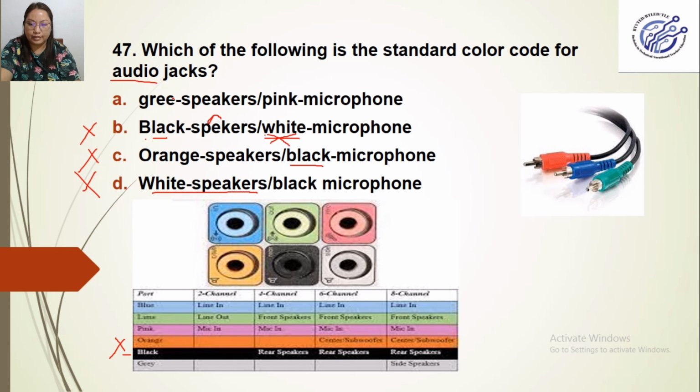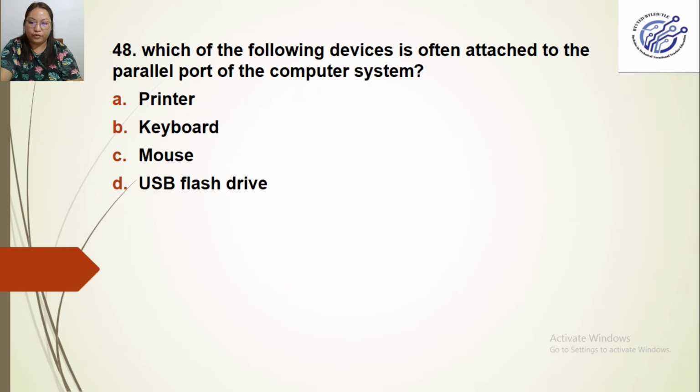So yung sagot po natin is letter A, green. Green po yan. Ayan, nagkamali-mali na tuloy pag-type. Green is speakers. So green is for speakers. At si pink po ay para po sa ating microphone. So, yung tamang sagot po natin sa number 47 is letter A, green for speakers and pink for microphone.